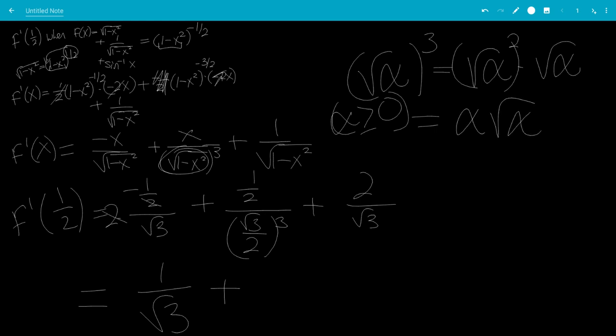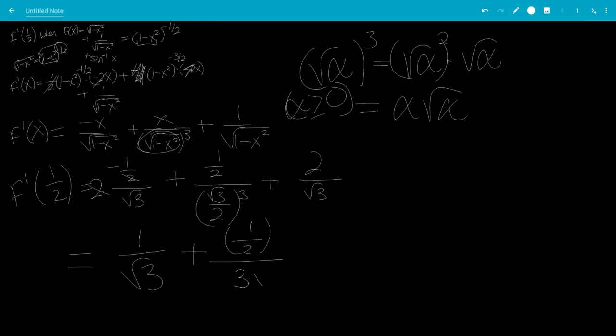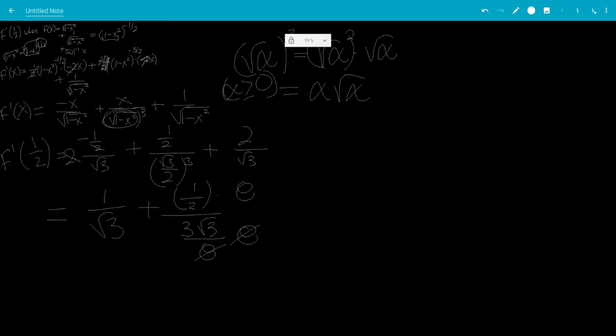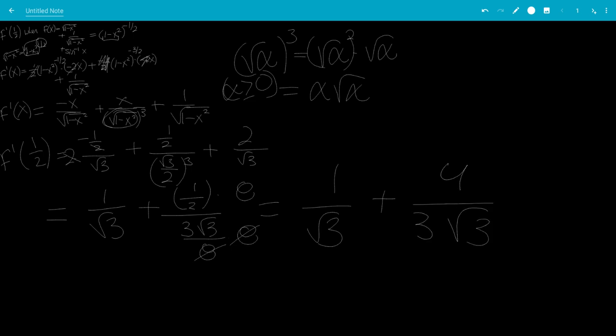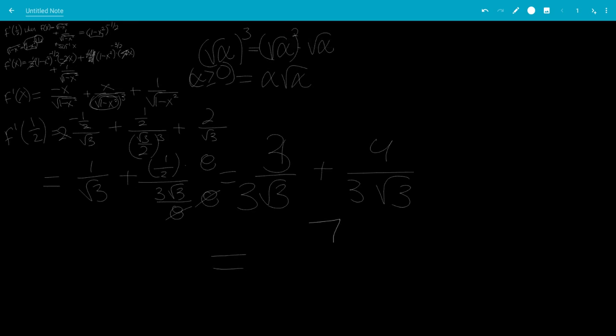So this will be 1/2 all over 3 root 3 over 2 cubed, which is 8. And I can bring the 8 to the top by multiplying by 8 on both top and bottom. So this will be 1 over the square root of 3 plus 8 over 2, which is 4, over 3 square root of 3. So with a common denominator of 3 over 3, now we can combine these. So 3 plus 4 is 7 over 3 root 3. And that is the answer to this question, and that's the end of the video.